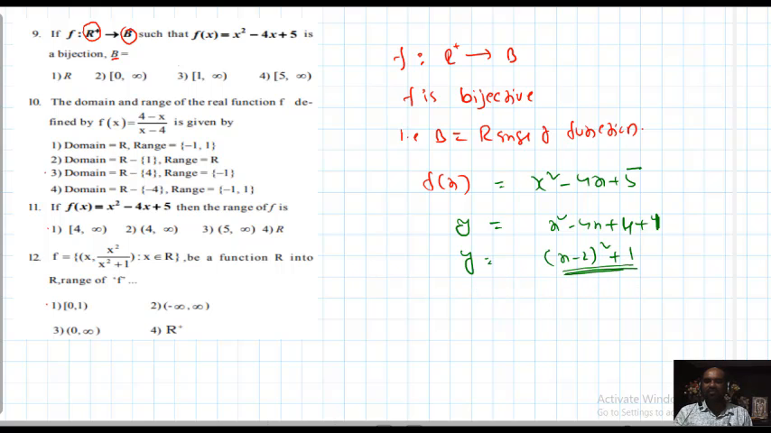Clearly this shows that the square value is 0 or more than 0, so the total value is 1 or more than 1. That's what I can say: y belongs to closed 1 to infinity. Observe, students, x minus 2 whole square: what is the minimum value of this? 0, when x equals 2. Other than that, it is greater than 0. So the sum is greater than or equal to 1. That's why y belongs to closed 1 to infinity. This is the range. Therefore range equals B equals closed 1 to infinity. Then I can say that the third option is correct for this.